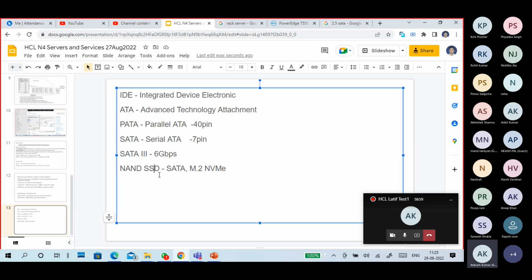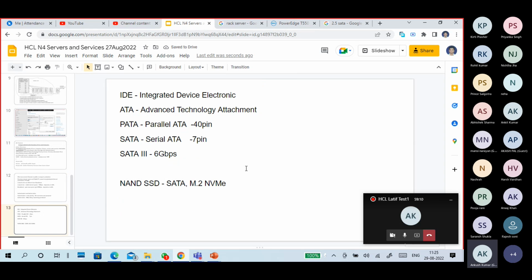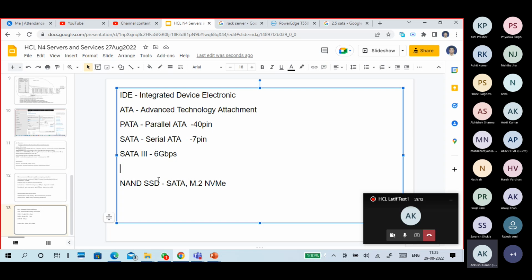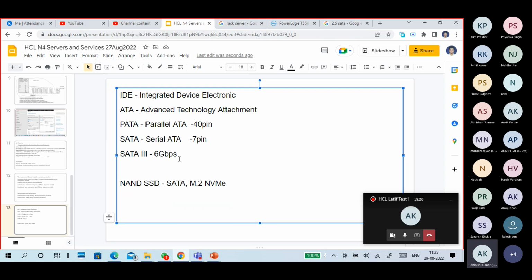SSD and a normal hard disk have a lot of difference. What is the difference? A normal hard disk contains platters, logic board and all. An SSD does not contain any platters, magnetic material or anything like that inside. It is very lightweight, with no magnetic materials. It stores the data in the chipset only, not on a magnetic disk.